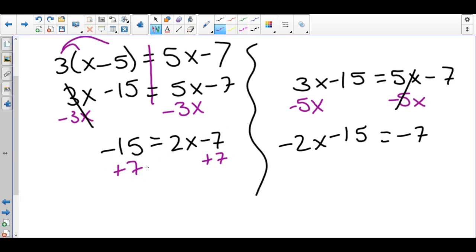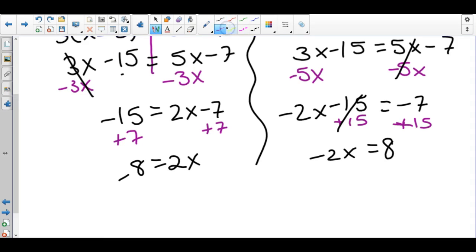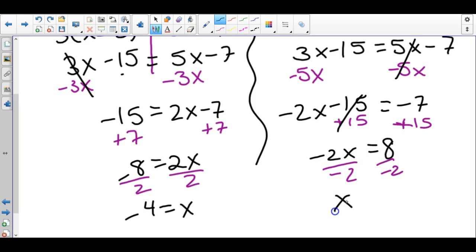So this one I have to add 7 to both sides, but this time the negative 15 is the same side as the x. So if I had chosen to minus the 5x first, now I've got to add 15 to both sides. So that gives us negative 8 equals 2x, or negative 2x equals positive 8. Now, 2 times x, we would divide both sides by 2. So we get negative 4 equals x, or negative 2 times x, we divide by negative 2. 8 divided by negative 2 is still negative 4.